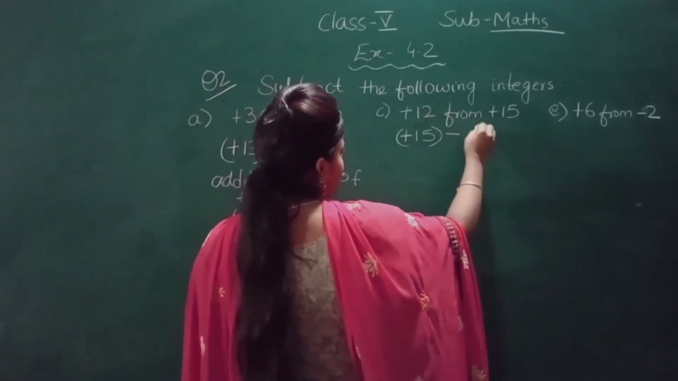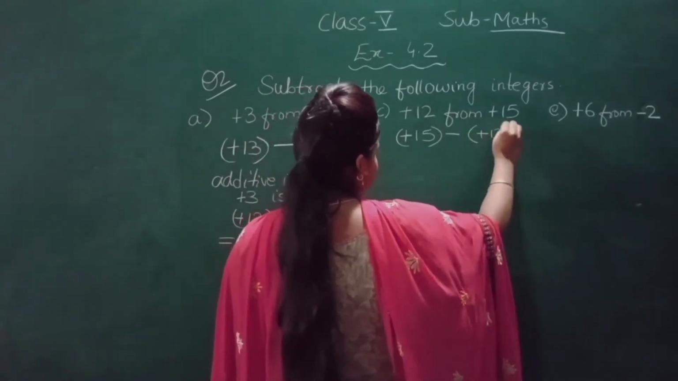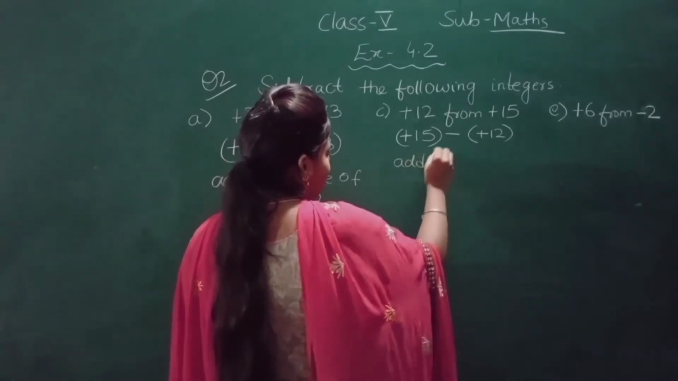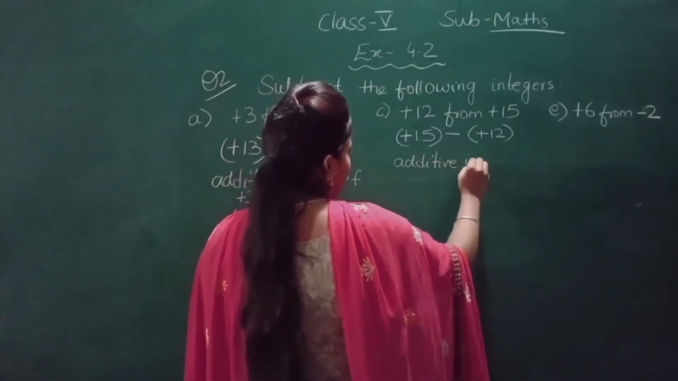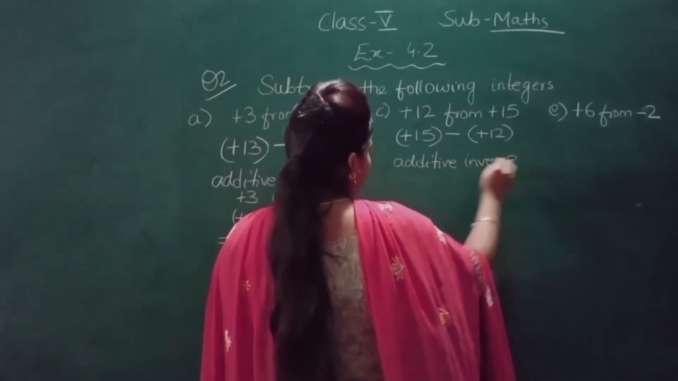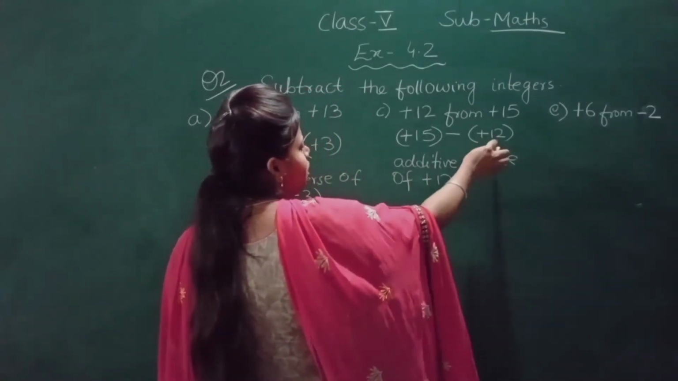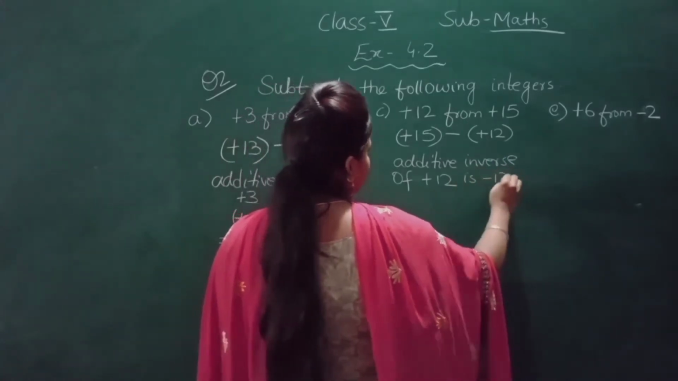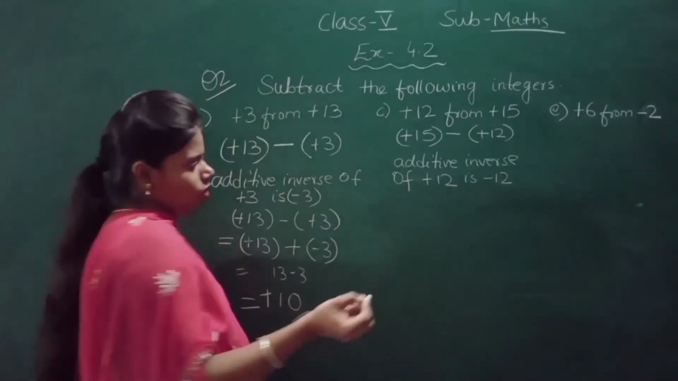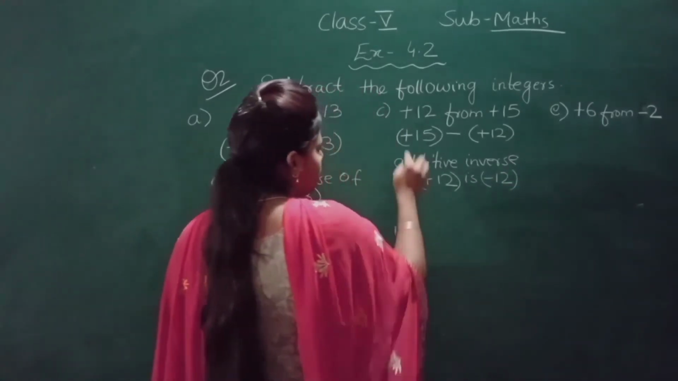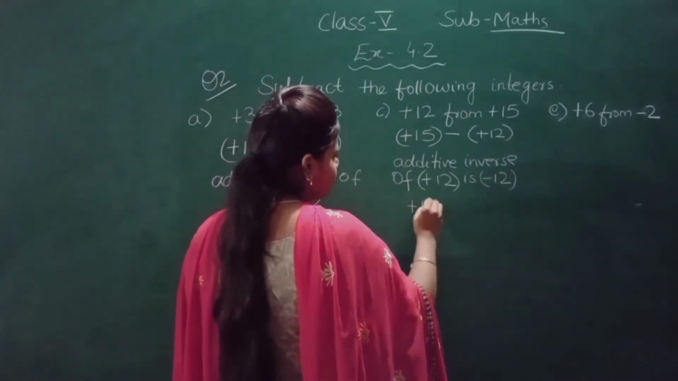From means minus, and we will write this plus 12. Okay, now we will find the additive inverse of plus 12. So what is the additive inverse of plus 12? It is minus 12. Additive inverse means opposite. Okay, we are writing the opposite of the integer, this.